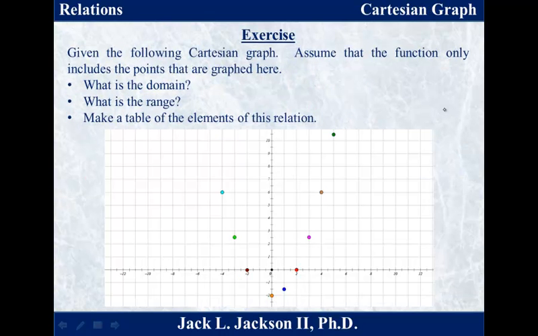Now this one is a Cartesian graph, and suppose these are the only points, no connecting the dots here, just these points. So it has 1, 2, 3, 4, 5, 6, 7, 8, 9 elements. Don't count this one here at the origin. So there are 9 elements there. So if it only includes those, what's its domain, what's its range, and then make a table of the actual 9 elements. So go ahead and do that now. Press pause and come back.